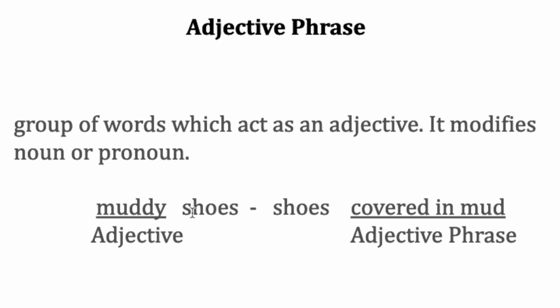Like in this case, muddy shoes. Shoes definitely is a noun. What sort of shoes? Muddy. So muddy is an adjective. Same thing, I've kept shoes. What sort of shoes? Covered in mud. So covered in mud is a replacement of the adjective muddy. This becomes the adjective phrase because you have got three words: covered is one, in is the second, and mud is the third. So three words together form the adjective phrase instead of only one word, the adjective muddy. This is what we call an adjective phrase.